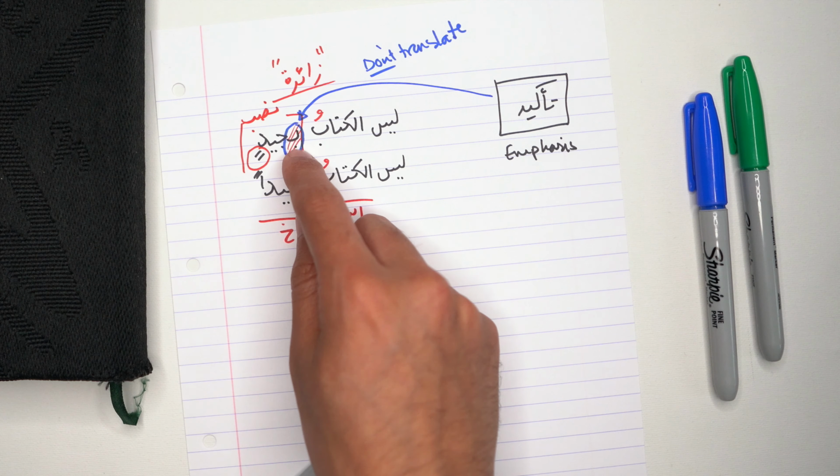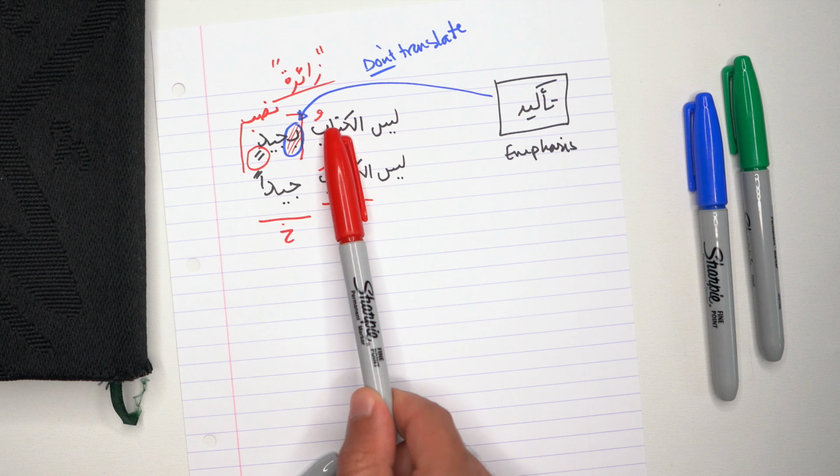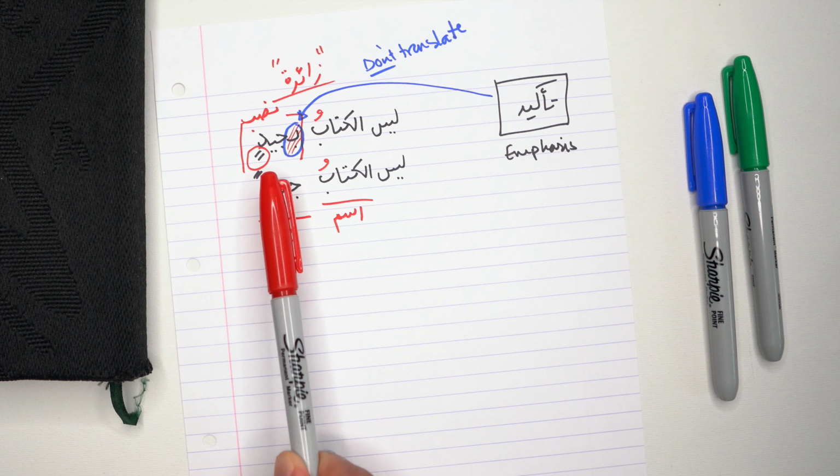So when we say something is zaida, we mean that when it comes to tarkib, it has an effect on the word after it, but in its place, it's unchanged. So ليس الكتاب بجيد and ليس الكتاب جيدا are both the same.